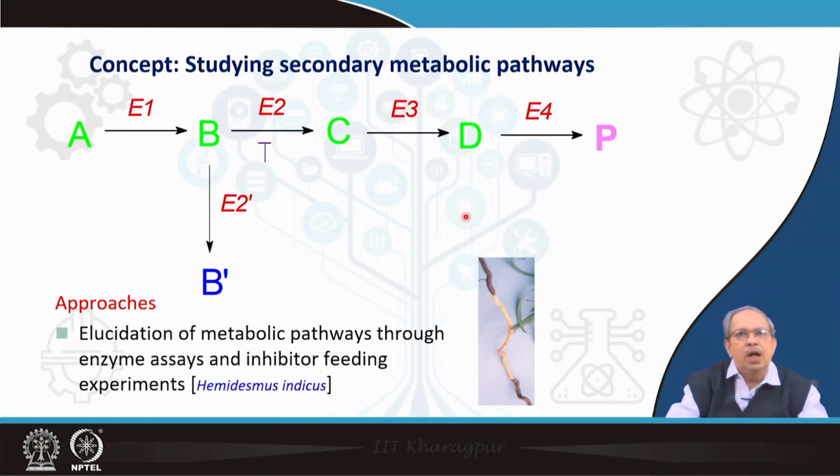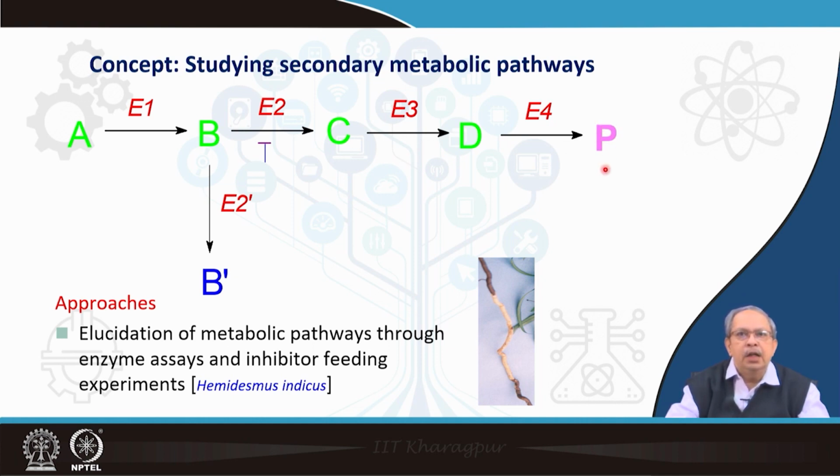The concept of studying secondary or specialized metabolic pathways. So, this is a pathway: A makes B, B makes C, C makes D, and ultimately P is the final product which has been determined by the phytochemists. If the structure is relatively simple, then the biochemist and botanist can also identify it using common spectroscopic tools. So, P is the product of interest, and it is important to make more P in the plant.